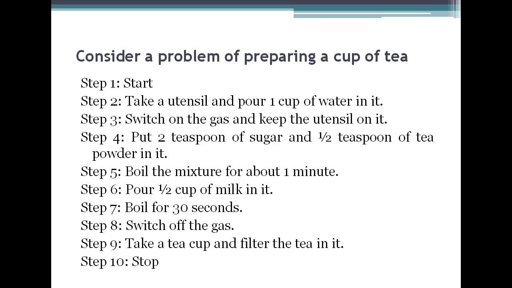And last is stop. So always in an algorithm, the first step, that is step 1, will be start, and the last step will be stop. Between this start and stop, you will be having the different processing. So I hope you have understood now what is an algorithm. Now suppose this set of instructions you give to a robot or to a machine, I hope you will get the output, that is 1 cup of tea.